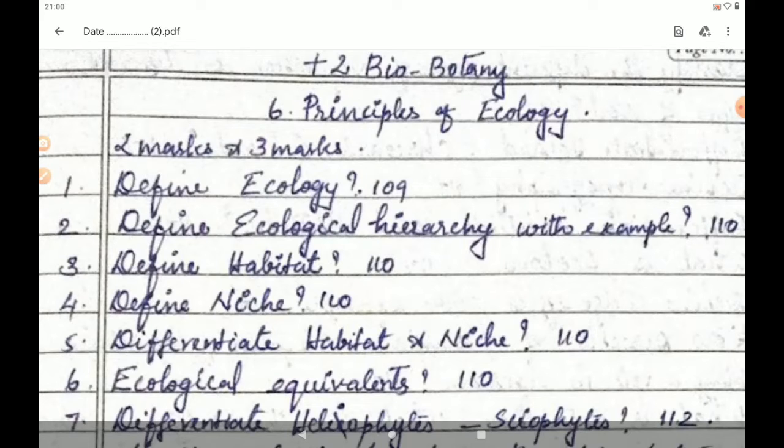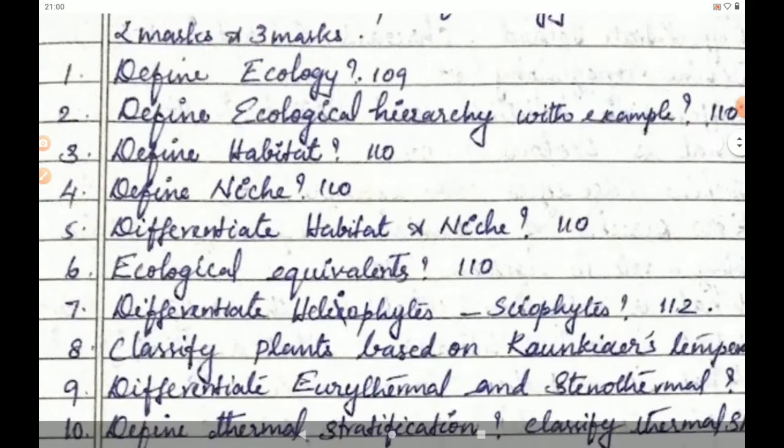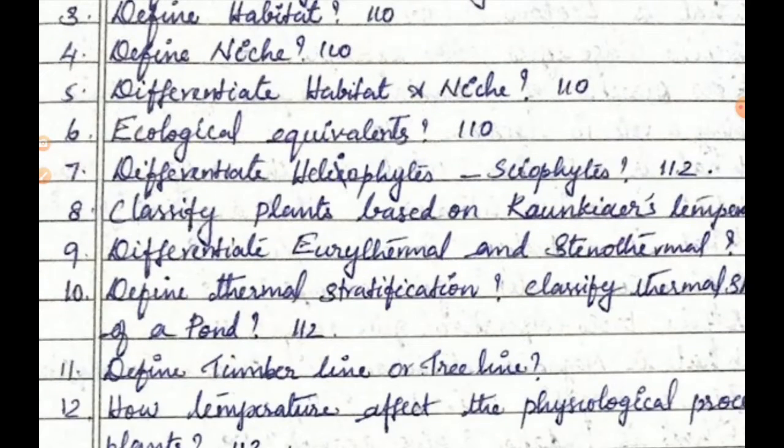The next question is sixth question, ecological equivalence. Answer is given in page number 110, ecological equivalence. Under the heading 6.1.5, taxonomically different species occupying similar habitats in different geographical regions are called ecological equivalence.